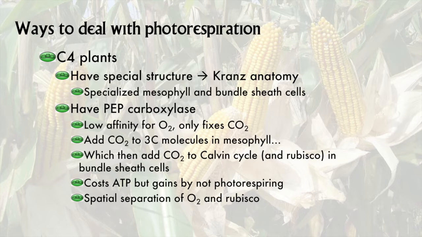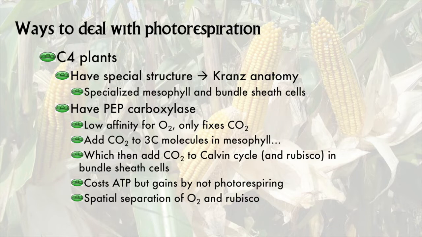C4 plants have a specialized structure in their leaves called Kranz anatomy. Kranz anatomy means there are specialized tandem cells, normal mesophyll cells, and bundle sheath cells. These cells have an additional enzyme called PEP carboxylase. This enzyme is, like rubisco, a carboxylase, but unlike rubisco, it's not an oxygenase. PEP carboxylase can fix carbon dioxide even at low concentrations. In the mesophyll, carbon dioxide is fixed to a 3-carbon molecule, temporarily making a 4-carbon molecule, and that's how we get C4.